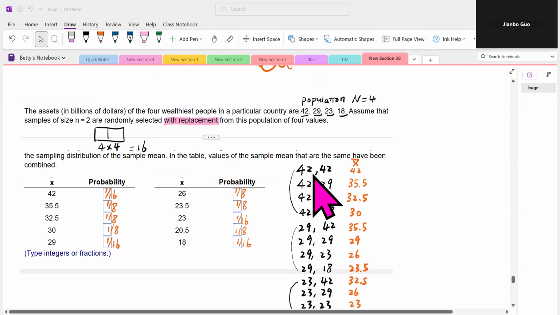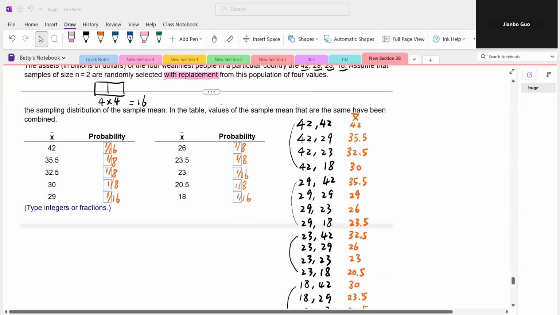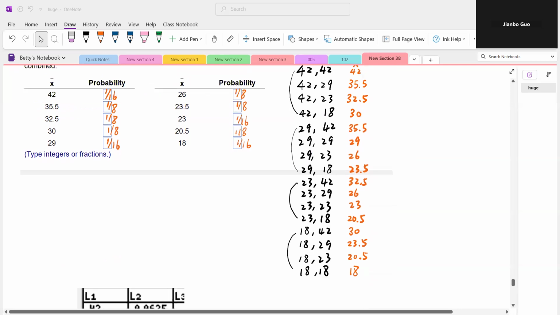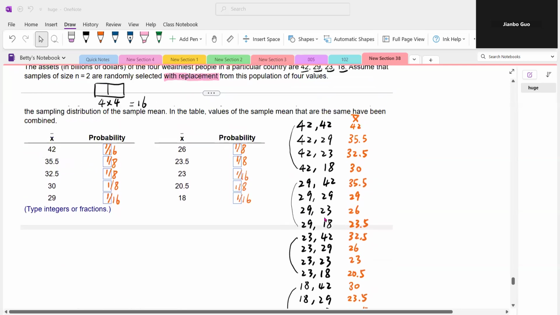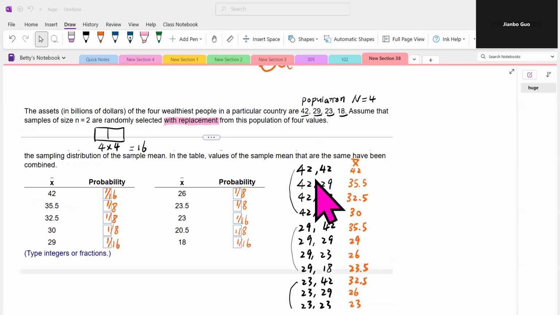Is it possible for both values to be 42? Well, 42, 29; 42, 23; 42, 18. Or 29, 42; 29, 29; 29, 23; 29, 18, and so on. I have all the 16 samples written here. And next, we are going to calculate the means of those samples with two values in each.